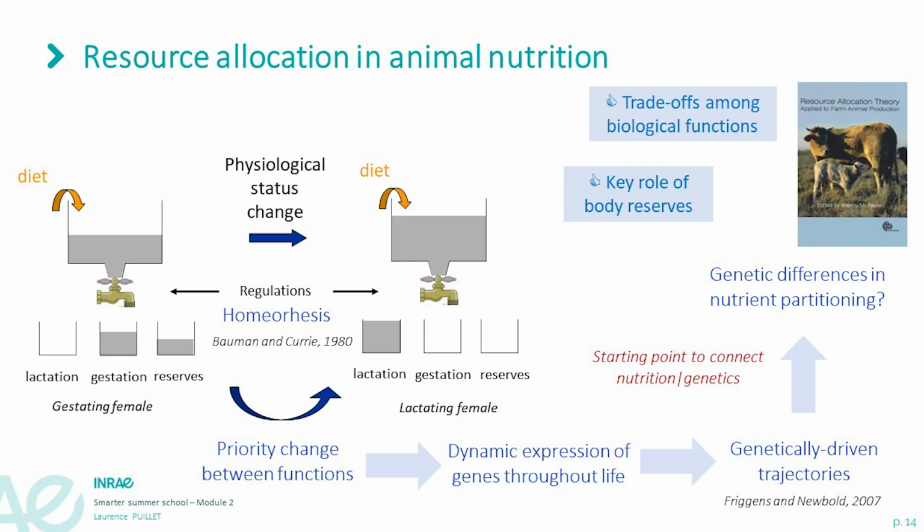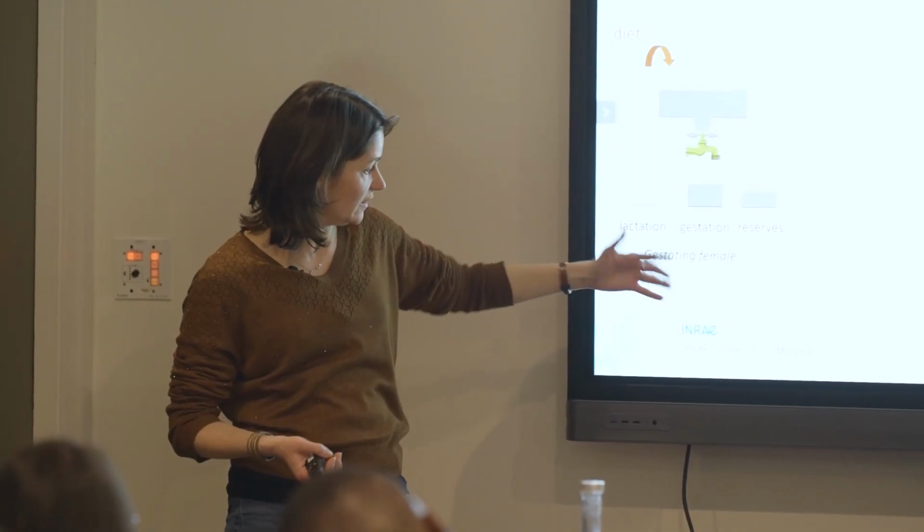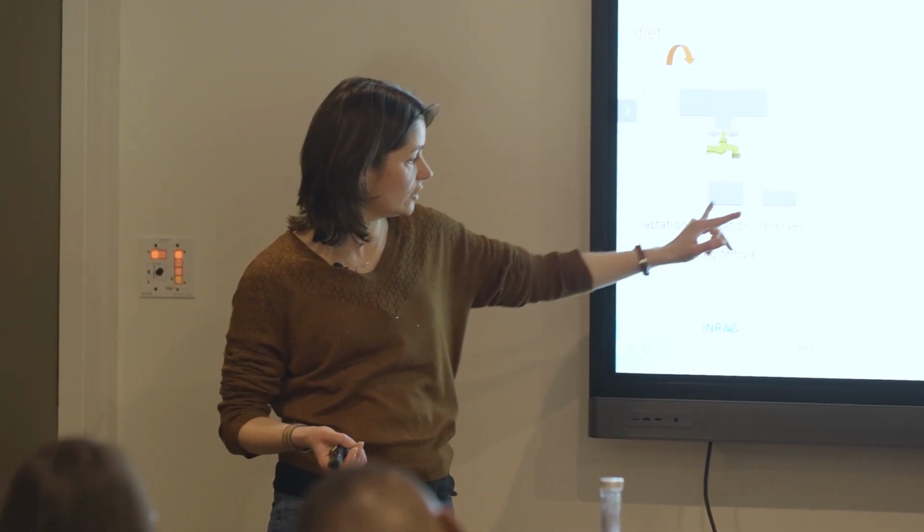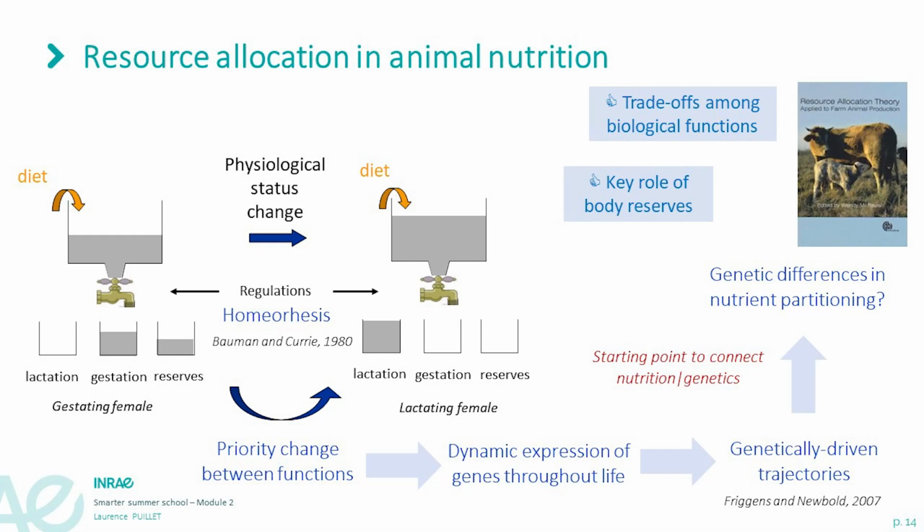It's to say that at one point, when an organism, especially a female organism, changes physiological status, you need to have coordinated changes of the whole metabolism of the female to move, for instance, from a gestating status to a lactating status. So here you have a gestating female. The tap here represents nutrient partitioning. The female is gestating, so most of the diet is allocated to gestation and reserves. Then parturition happens. And now the female, the tap, is channeling all the resources toward lactation.